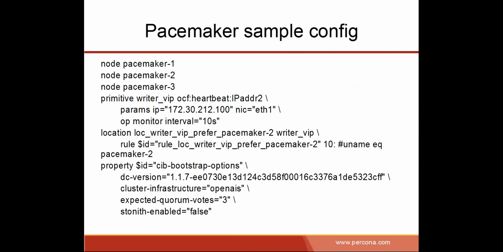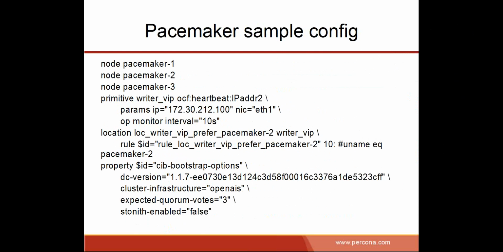So just quickly, a sample Pacemaker configuration. The first section covers the nodes. Usually you don't have to edit that section. It's created automatically by self-discovery. Next, you list primitives. Here, there's only one primitive. It's a writer VIP. That's just a name I chose for a very simple one.